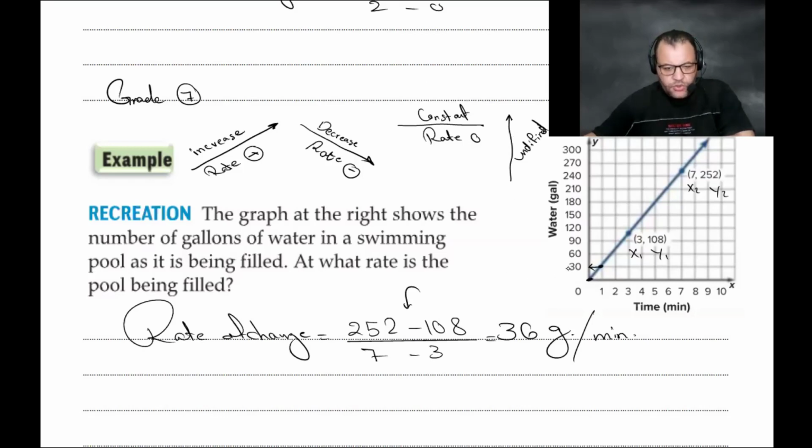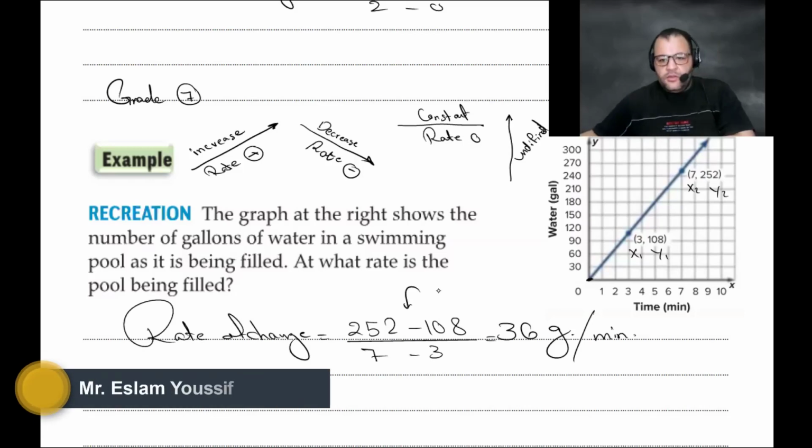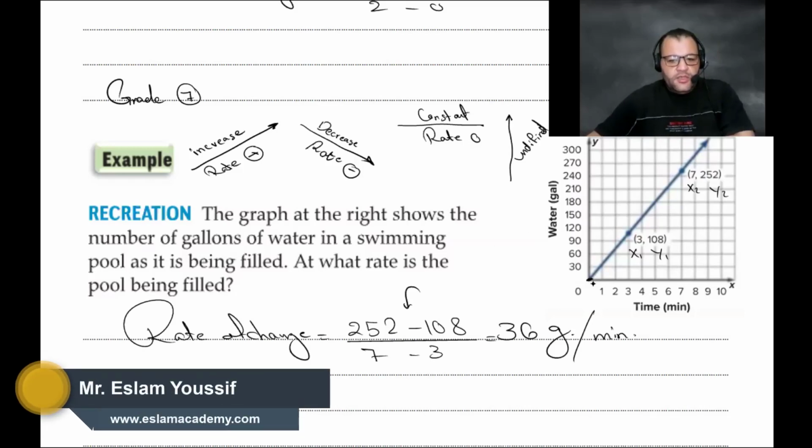Just a minute. Are you sure this one is 36? Yes, sir. That's 36. Just a minute. Let me calculate this one. 252 minus 108 divided by 4. Okay. So it will be 36.